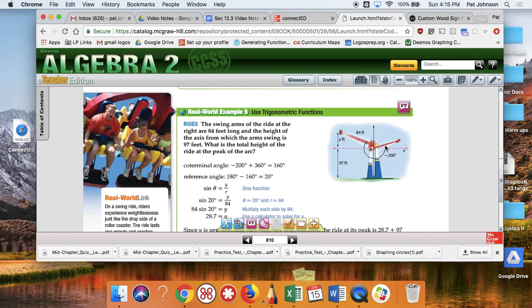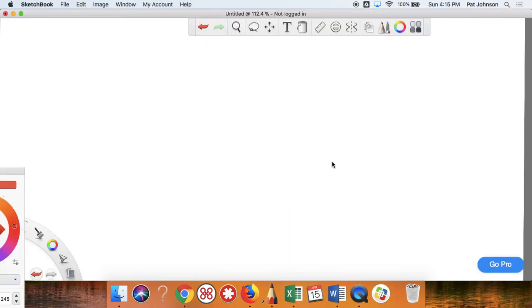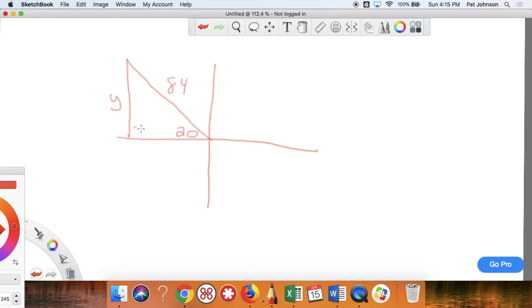Well, they give us the angle. And they say it's negative 200 degrees. All right, so this is 180, which makes the reference angle 20 degrees. So now I have a right triangle that looks like this. I want to find this. I know this is 84, and I know this is 20 degrees. So I have O and R, or hypotenuse. So I'm going to use sine. So sine of 20 degrees equals y over 84.